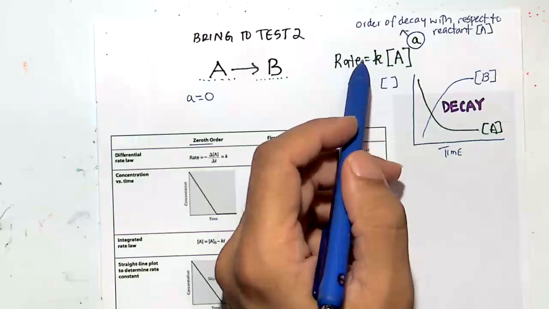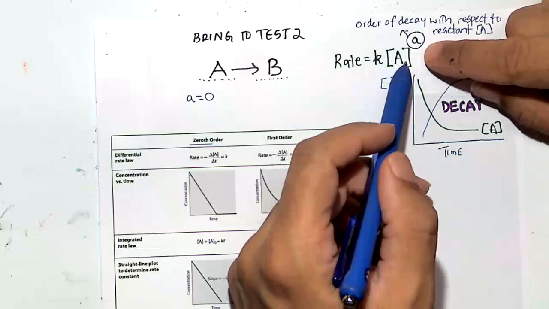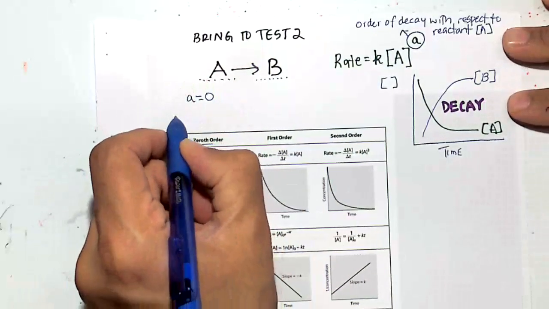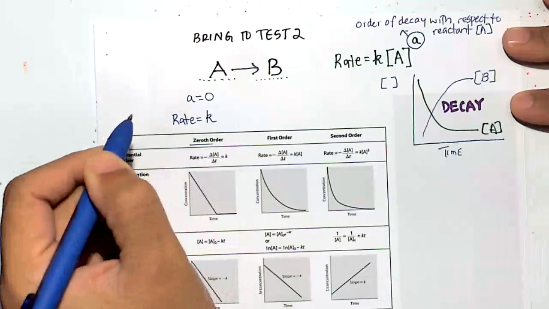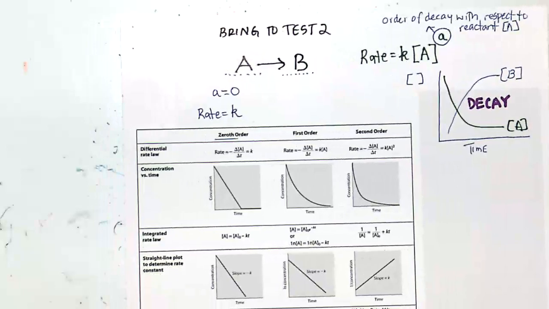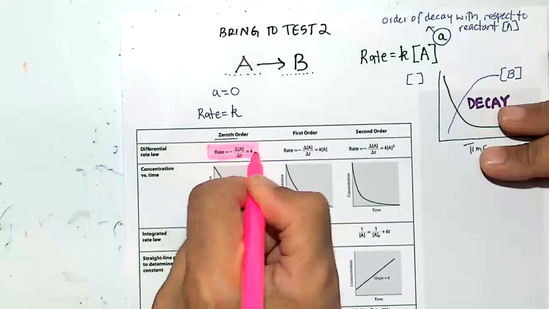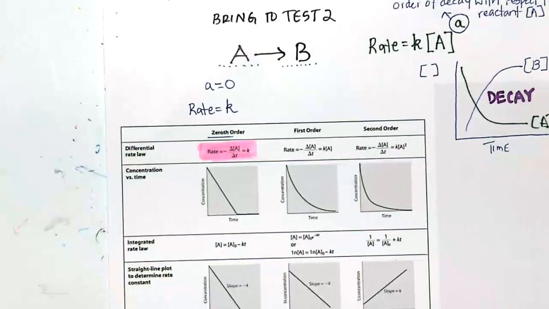If a is equal to 0, this exponent, what is something raised to the power of 0? 1. So if a is equal to 0, rate is going to equal k. So this is zero order decay. Rate is equal to k, if A is going to decay with zero order kinetics.